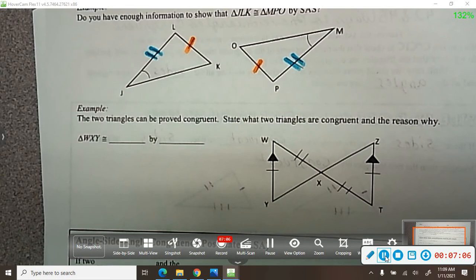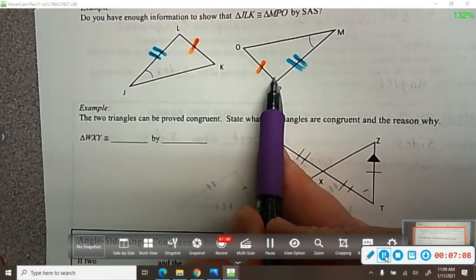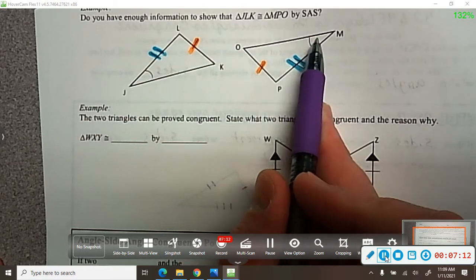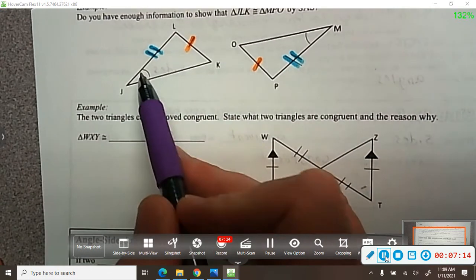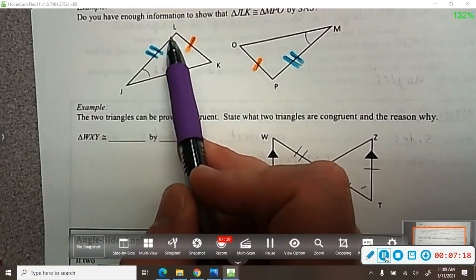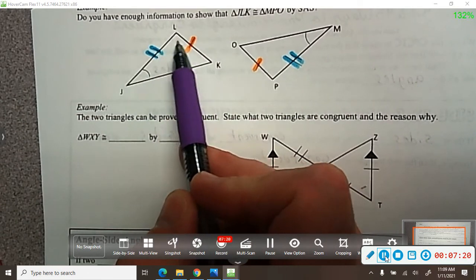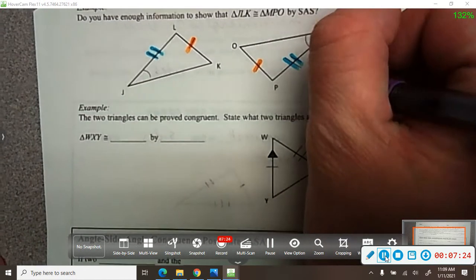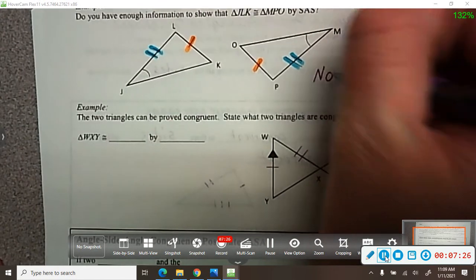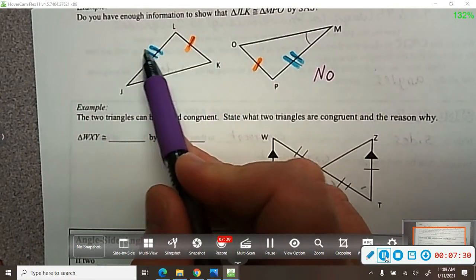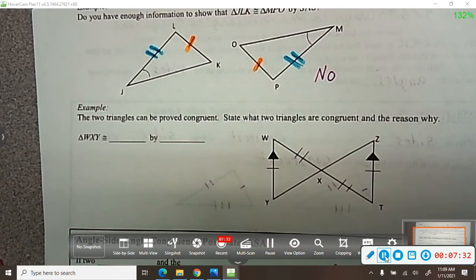I cannot use SAS because it would need to be the angle in between the two sides. So this angle would need to be here, this angle would need to be here. Because the included angle is not congruent, that's not enough information. So I would say no. It's actually angle side side, angle side side, which is not a congruence theorem.